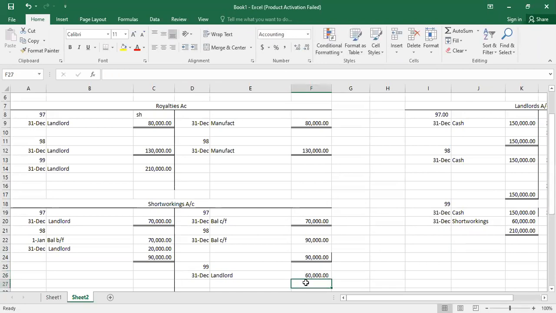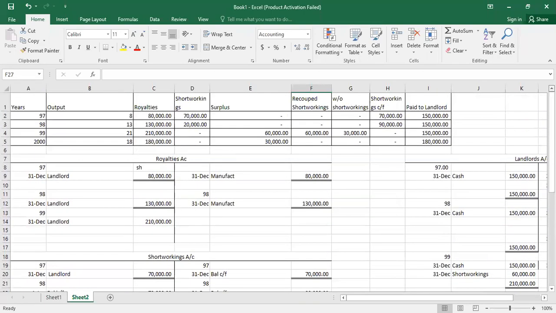Then we go back to the table. Did we have a written off for that particular period? How are we going to treat it? Because the write-off is an expense, you are going to debit the royalties account and credit the short workings account, isn't it?